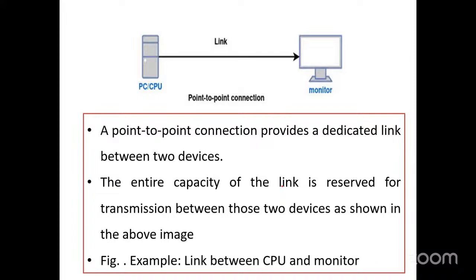So here we are using only a single link. That is the meaning of point-to-point connection. Point-to-point connection provides a dedicated link between the devices. And the entire capacity of that link is reserved for the transmission between the devices, as shown in this image.